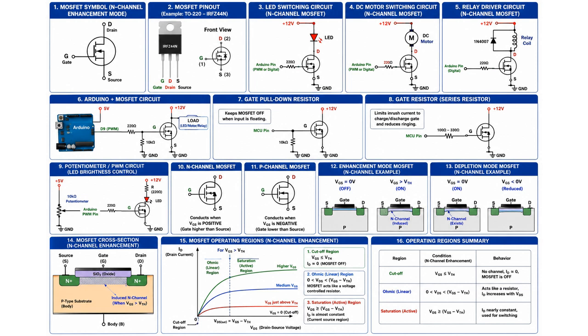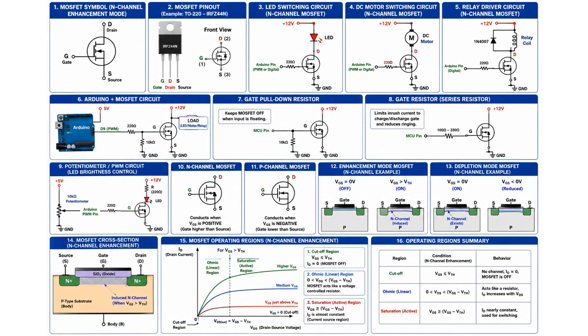MOSFETs come in 2 fundamental modes, enhancement and depletion. An enhancement mode MOSFET is normally off. At 0 gate-to-source voltage, there is no conducting channel. You must raise the gate voltage above the threshold voltage to invert the surface and create the channel. Most power MOSFETs used in switching are enhancement mode devices.